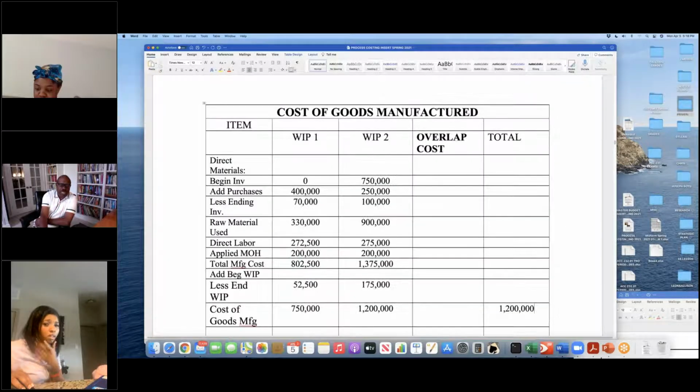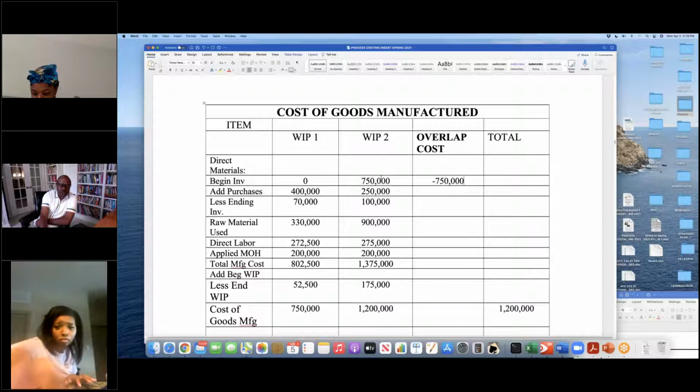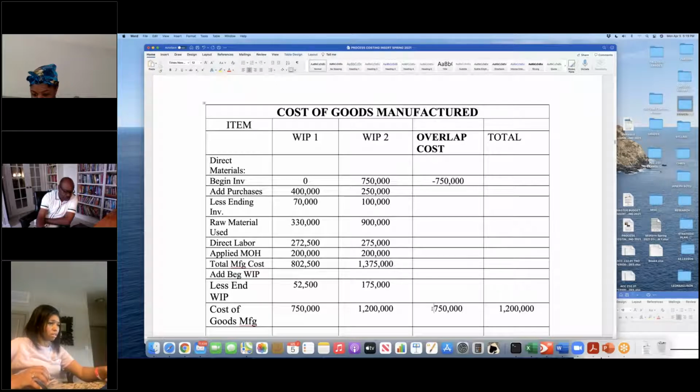So what's going to happen is this overlap cost, the cost that came from work in process 1 to work in process 2, we got to take it out. We counted it twice, so we got 750 here. So we can't put it up here in work in process 2 independently. Okay, so we take it out, and then our beginning inventory is 0.